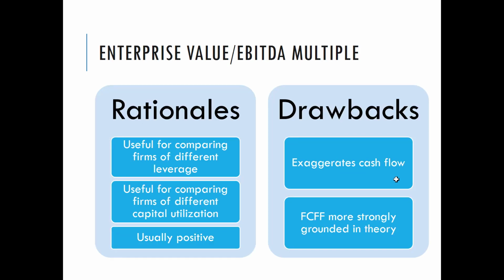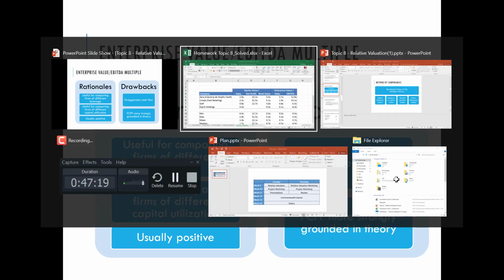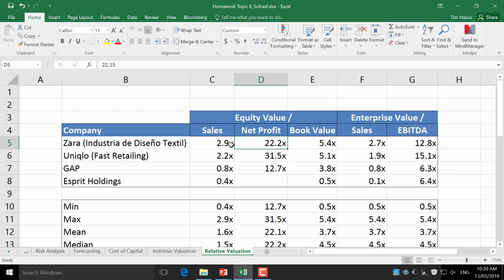So generally speaking, when you're looking at your comparable firms, those multiples will be observed. So if I go back to, let's say, the equity value here, and I might look at the profits, for example. So the equity value in relation to the net profit, and I see that Zara has a multiple of 22.2, Uniqlo of 31.5. These multiples are based on the expectations about the future, but they also incorporate the associated risk.